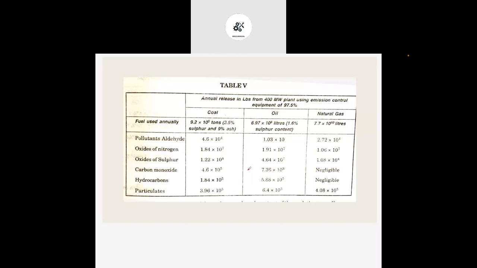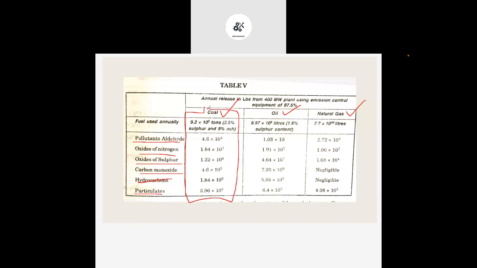This table will show you the amount of pollutants coming out from a thermal power plant which is running on coal, one running on oil, and one running on natural gas. So you can see the different pollutants, different aldehydes coming out from the thermal power plant, then the oxides of nitrogen, oxides of sulfur, carbon monoxide, carbon dioxide, hydrocarbons, and the particulate matter. Generally, it will consist of fly ash.